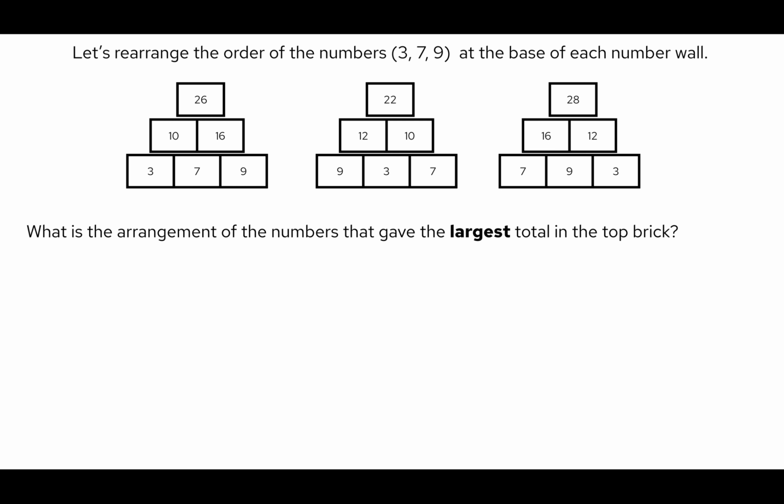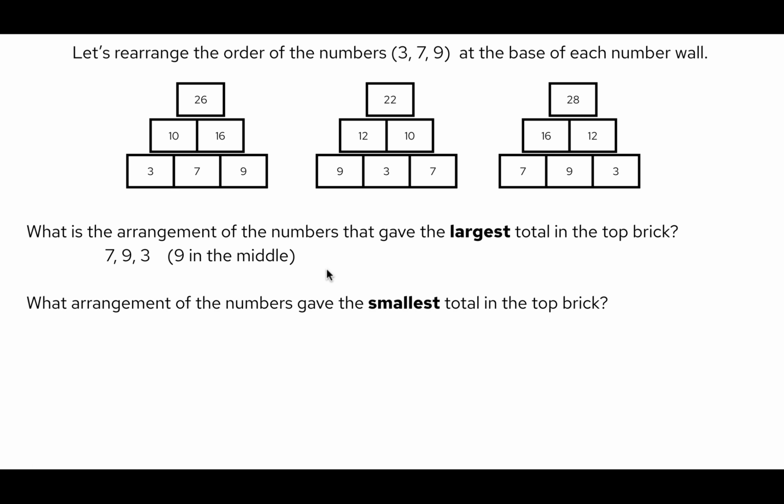So what is the arrangement of the numbers that gave us the largest total in the top brick? Well, it looks like this one was the largest with 28. So it looks like it was 7, 9, 3. In other words, the 9 was in the middle.